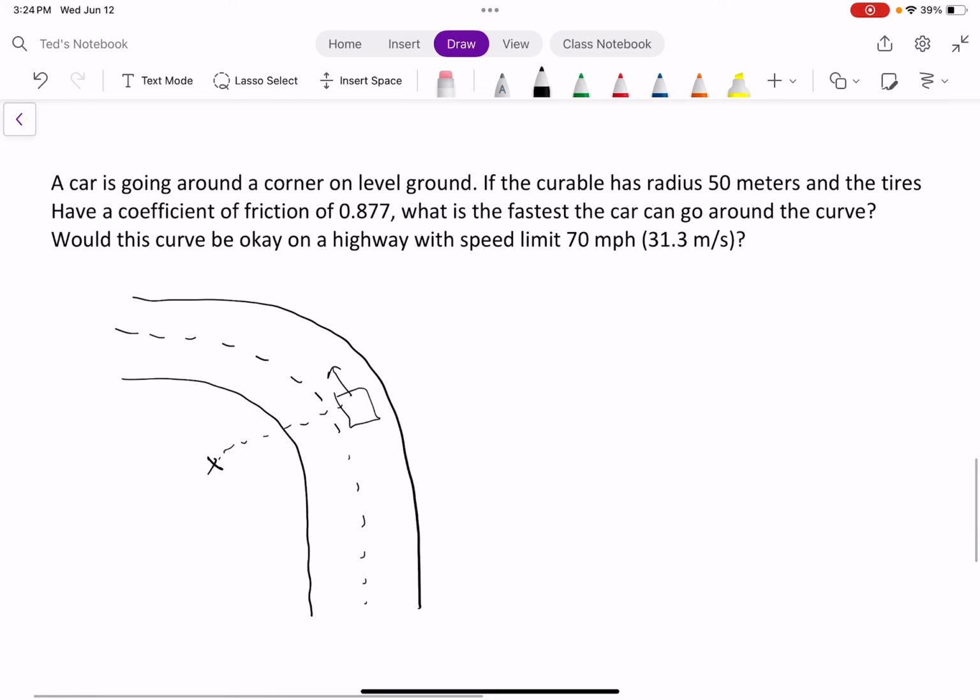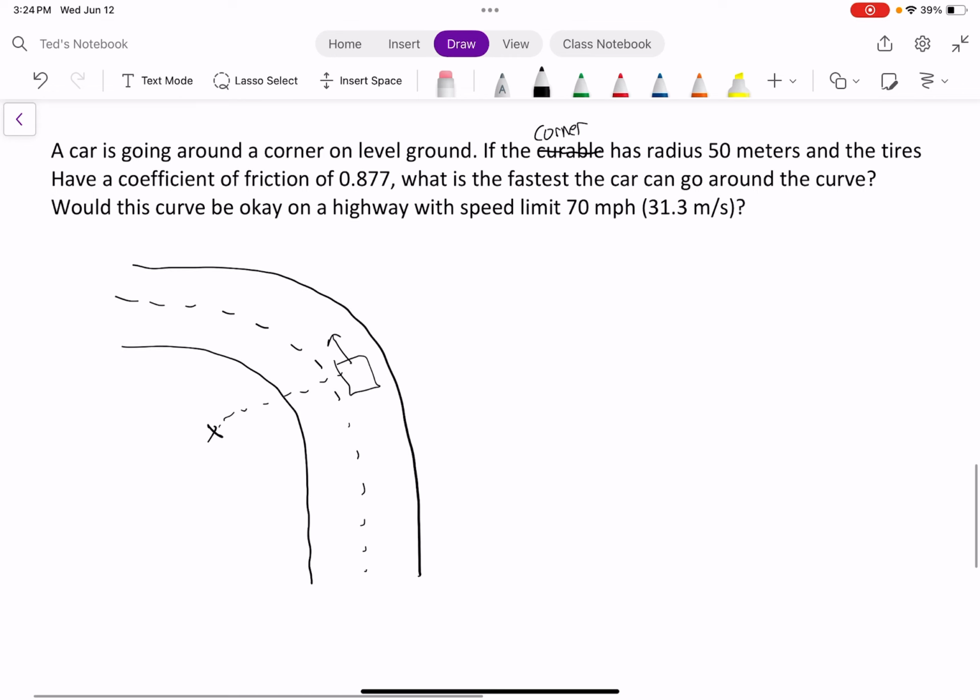If the corner has a radius of 50 meters and the tires have a coefficient of friction of 0.877, what is the fastest the car can go around the curve? Would this curve be okay on a highway with a speed limit of 70 miles per hour?